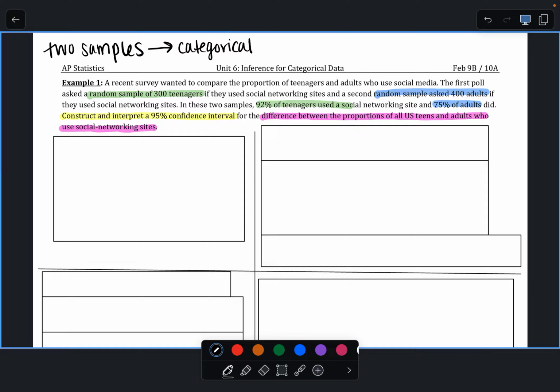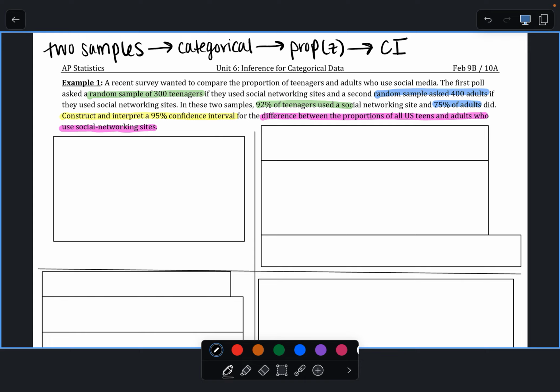Anytime you have a categorical question, that is going to be a proportion, which means we need to be using Z's. So Z stars, Z scores, anything Z related is tied directly to proportions. And then the last kind of deciding thing you have to do is this a confidence interval or is this a significance test? And because they want a 95% confidence interval, that means I'm doing a confidence interval. So this is kind of like how I determine what test to do.